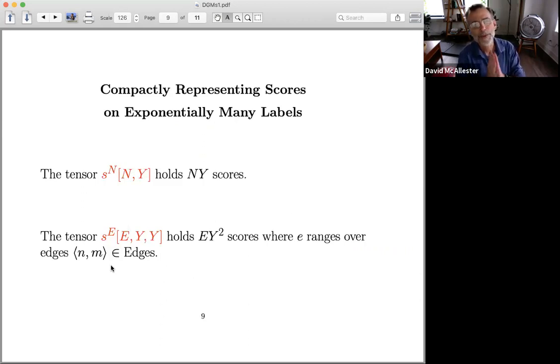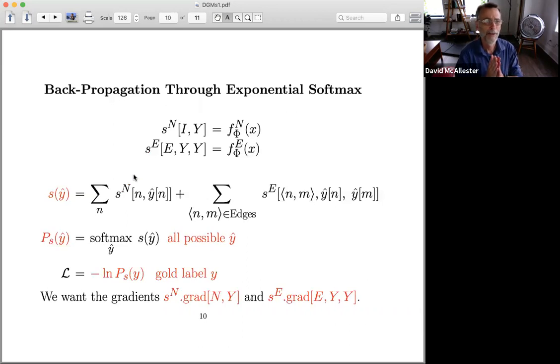So we're assuming a deep network that's computing these tensors, and these tensors are manageably sized. You can iterate over the entries in this tensor. This is just the number of edges, and we'll assume it's a sparse graph, so this is typically on the same order as the number of nodes. So this tensor has the number of nodes times the number of labels entries. This has the number of edges times the number of labels squared entries. So we can assume that these tensors can be stored. It's a compact representation of the function on the labelings.